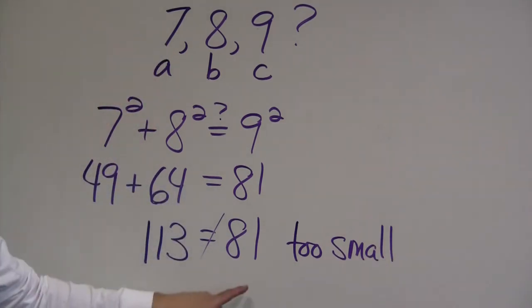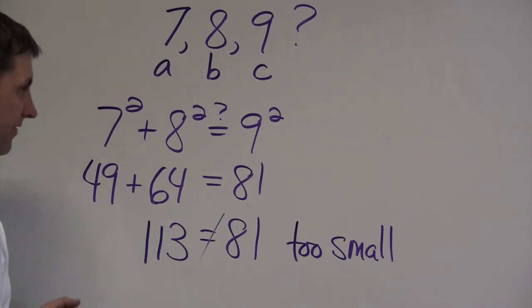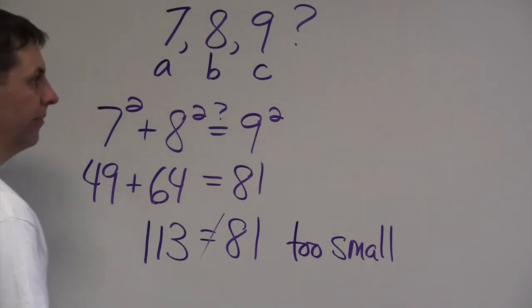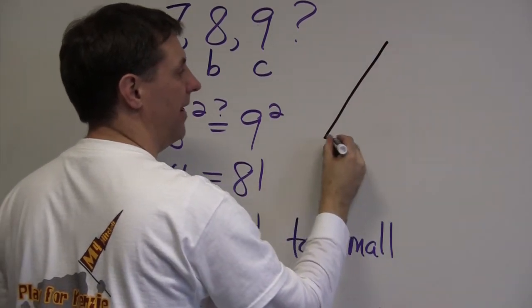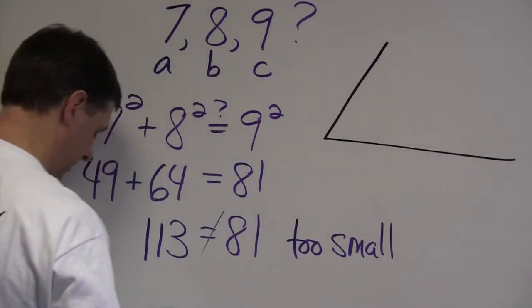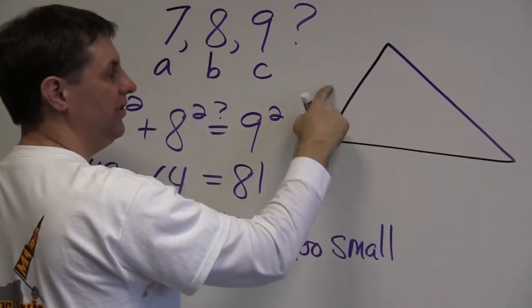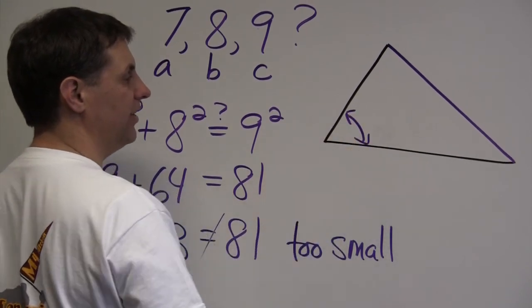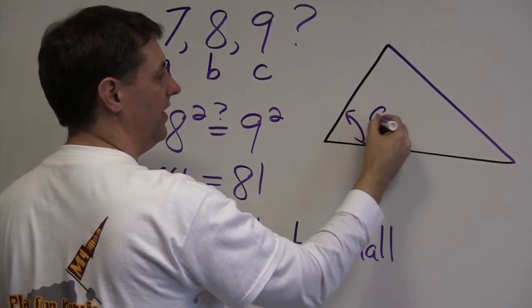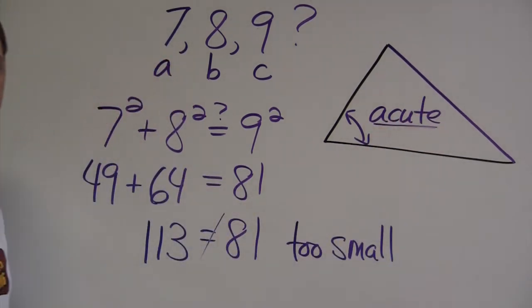Again, what happens if your potential hypotenuse is too small? Just draw a picture and let's find out. If it's too small, that's going to shrink down my right angle. This is much smaller than the two legs squared combined, so that angle has to be much less than a 90-degree angle. So it is an acute triangle.